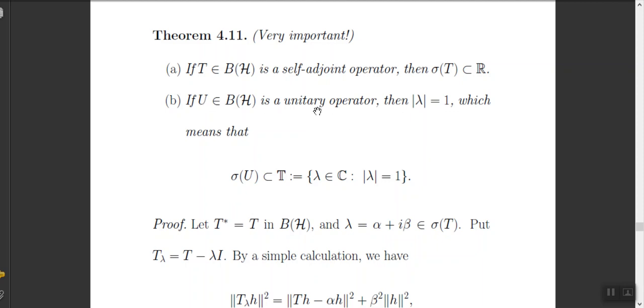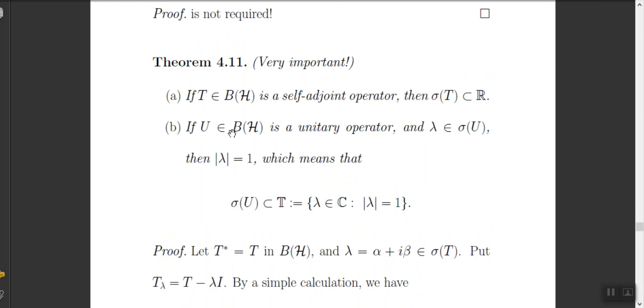Okay, but let me see here. If U is a unitary operator, then, okay, I think there's a typo here. Let me fix it. Okay, guys, there was a typo here, so I fixed it. So you also please fix it in your lecture notes. It was a small typo.